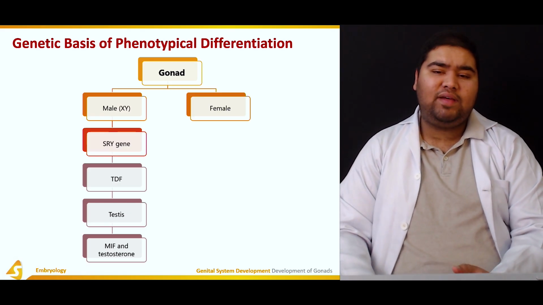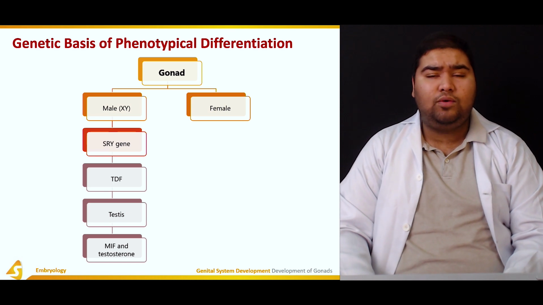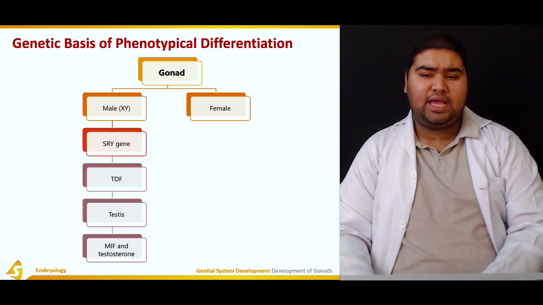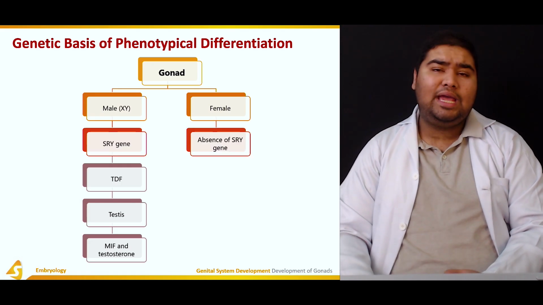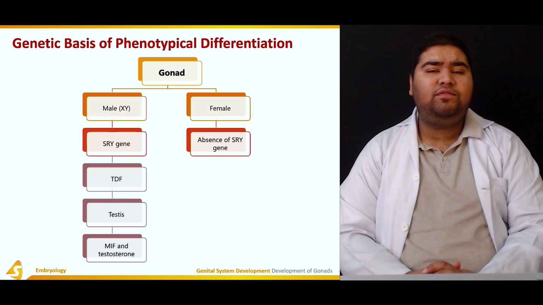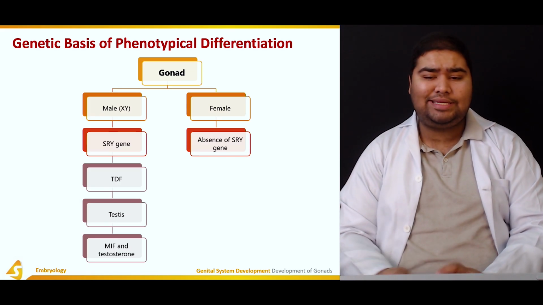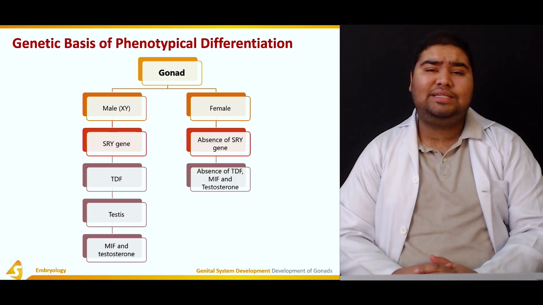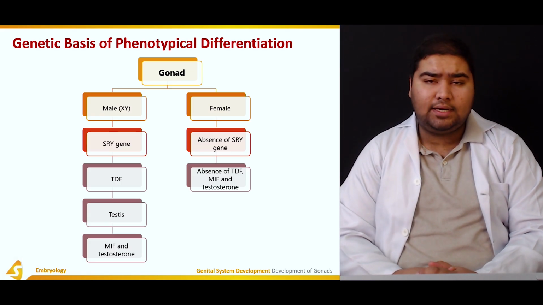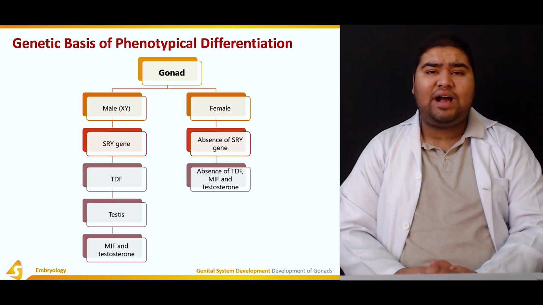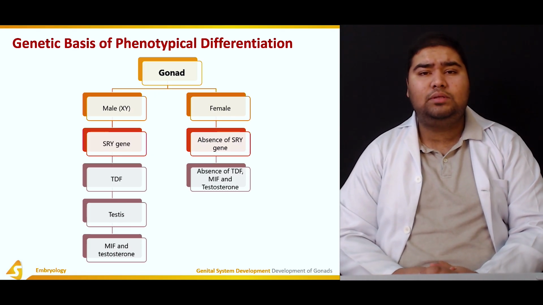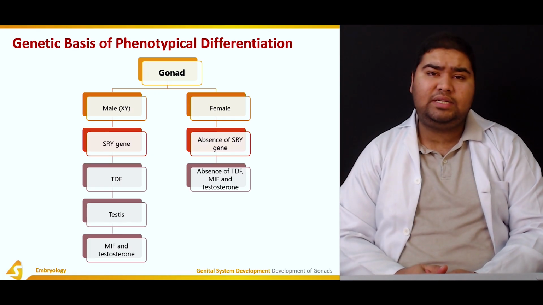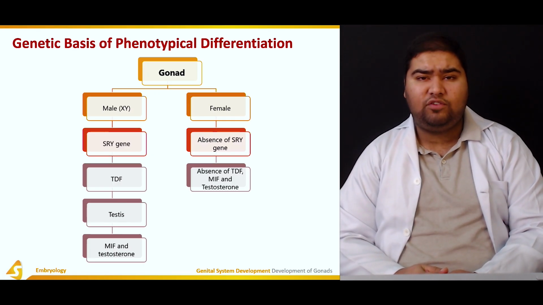Now, the second pathway is an undifferentiated gonad, which might undergo a female differentiation, that is XX. In this case, there is absence of the SRY gene. Since the SRY gene is absent, there is absence of testis determining factor. Since testis determining factor is absent, Mullerian inhibiting hormone and testosterone will not be formed.